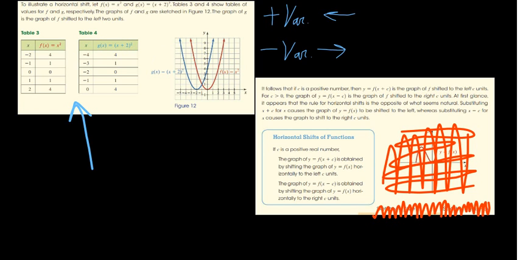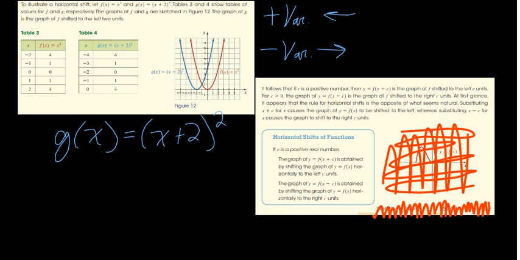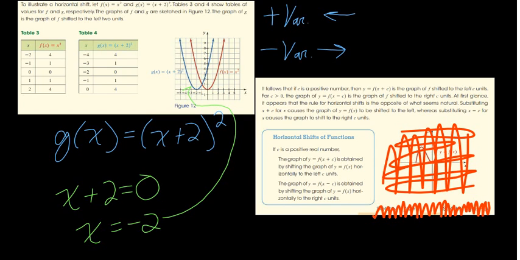If we were to take this function, g of x is equal to x plus 2 quantity squared, and I said find the zeros of this function, where does this function cross the x-axis? What would you do? You would equate it to 0. x plus 2 is equal to 0, and therefore we have an x-intercept at x is equal to -2. And of course we can see that in this graph right there. So that's why if you add to the variable, you move left, and if you subtract from the variable, you move right.